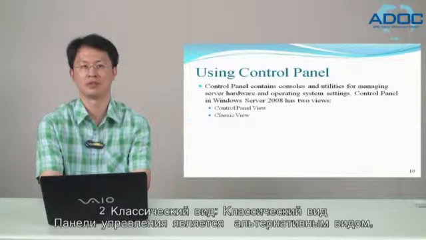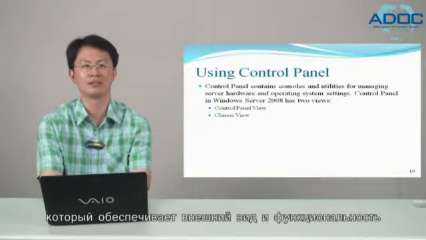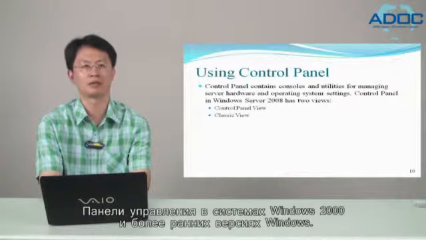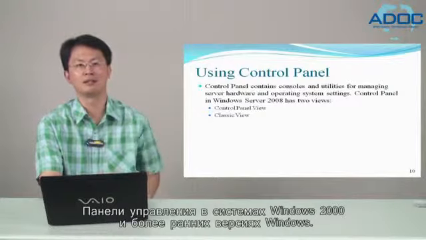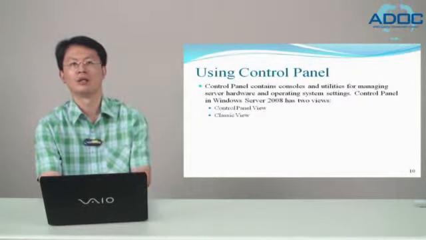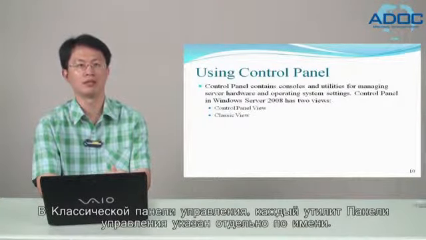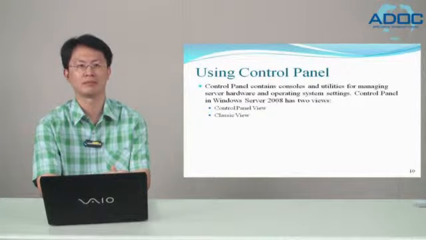Classic View. Classic Control Panel is an alternate view that provides the look and functionality of control panels in Windows 2000 and earlier versions of Windows. With Classic Control Panel, each control panel utility is listed separately by name.